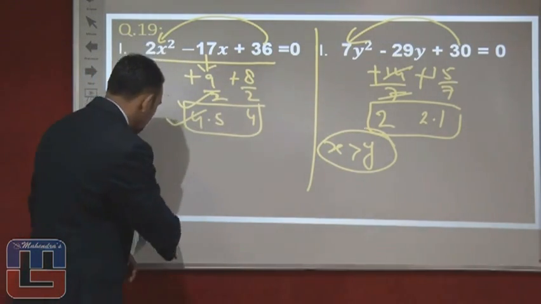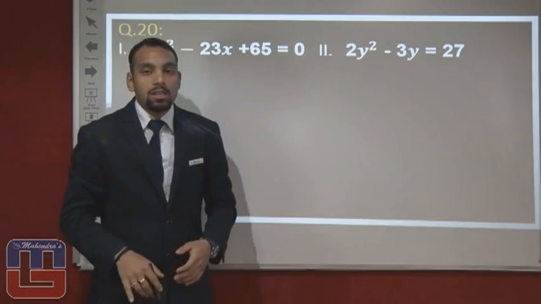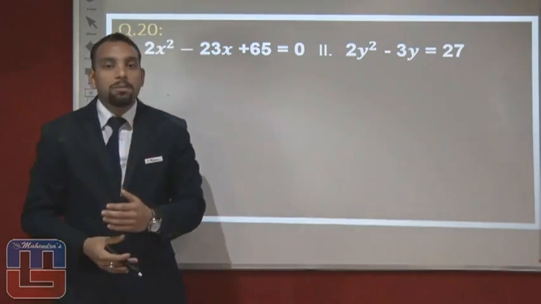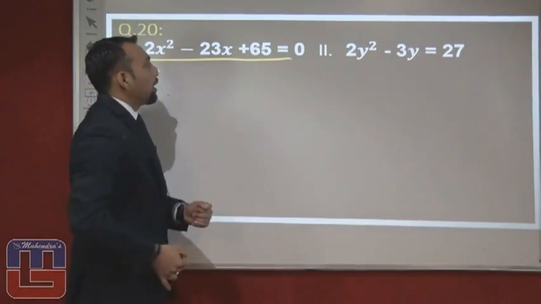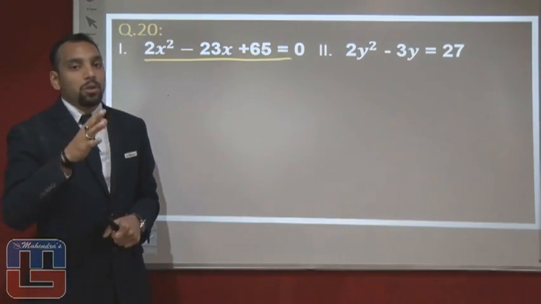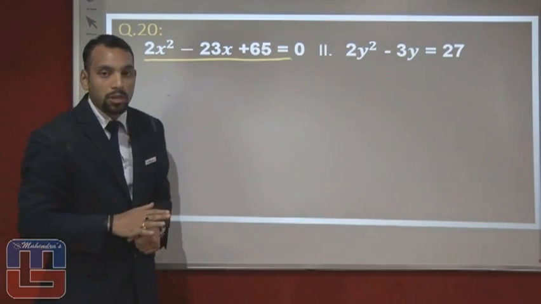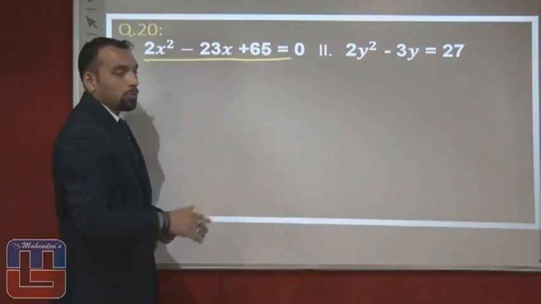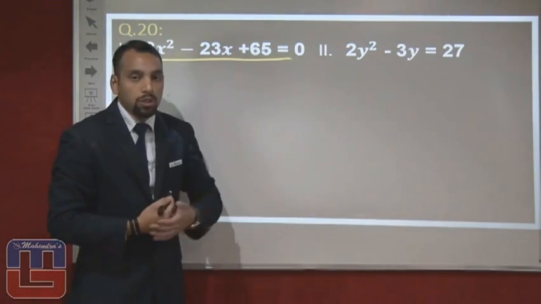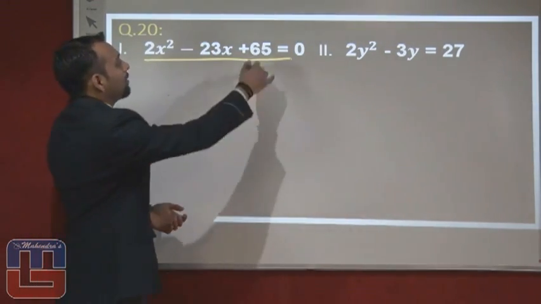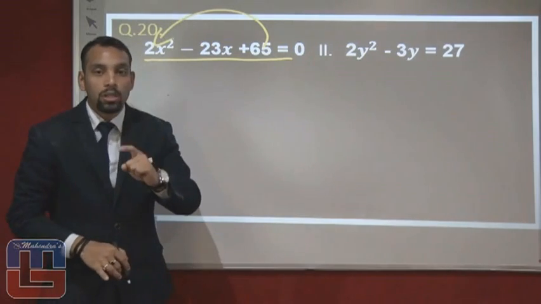Now move to our next question. The next question is again from inequality. Now you will tell me how we will solve. Now see, this is 2x square minus 23x plus 65 equal to 0. The second one is also there. Now solve the first one. 2x square minus 23x plus 65 equal to 0. How will we solve? Multiply the 65 by 2, you will get 130.